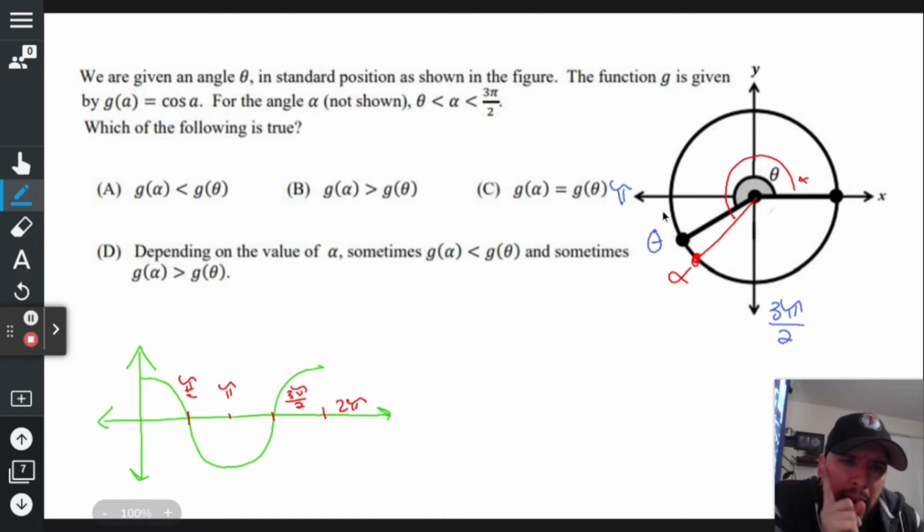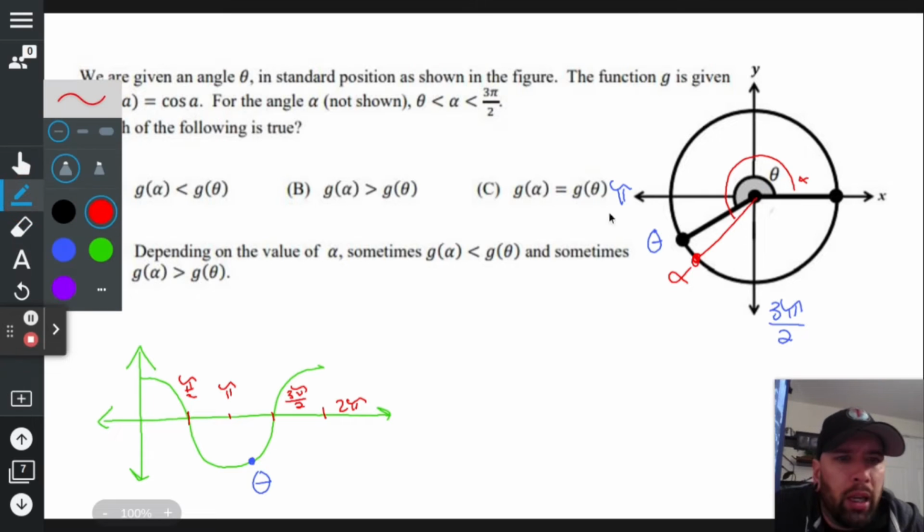If I compare this picture to my cosine picture, here's theta, a little after theta, but maybe not quite halfway through according to the picture that I drew. So theta might live right around here somewhere. Somewhere after it, immediately after it or way after it, at any point after theta but before 3 pi over 2, we have alpha.